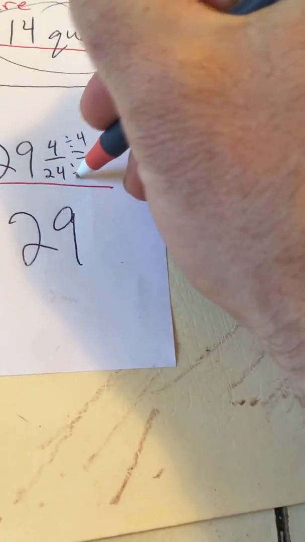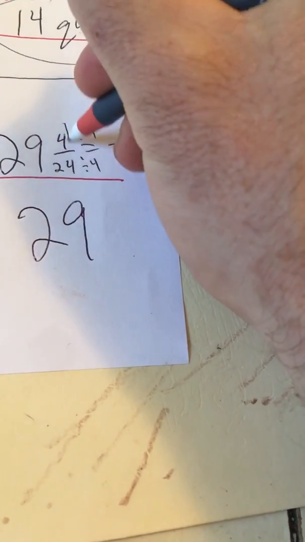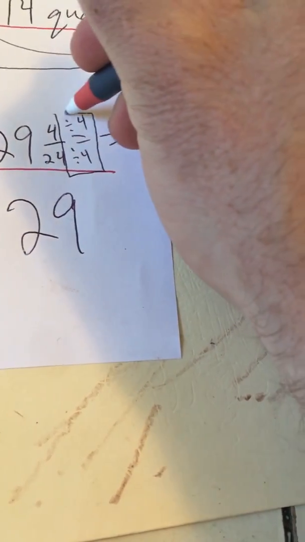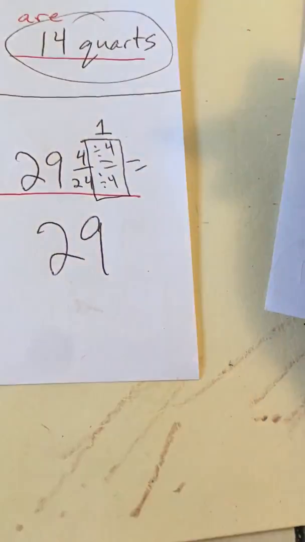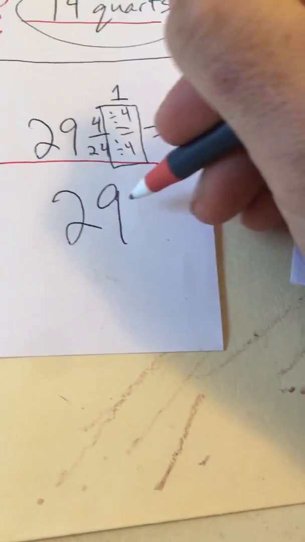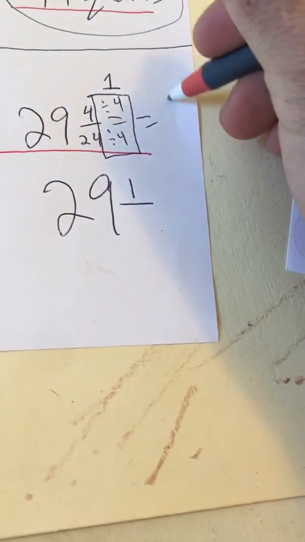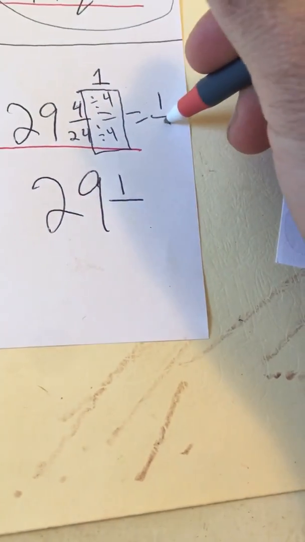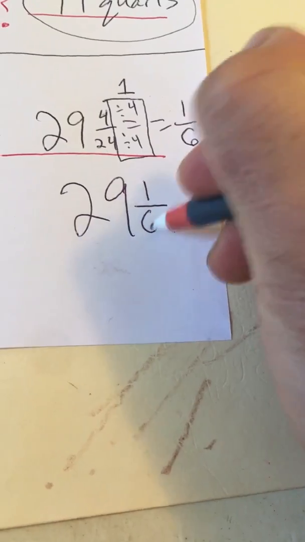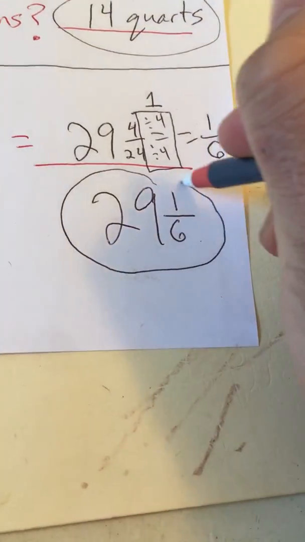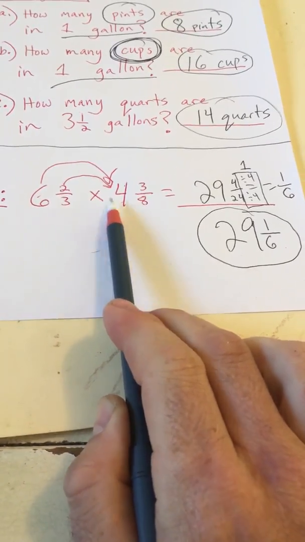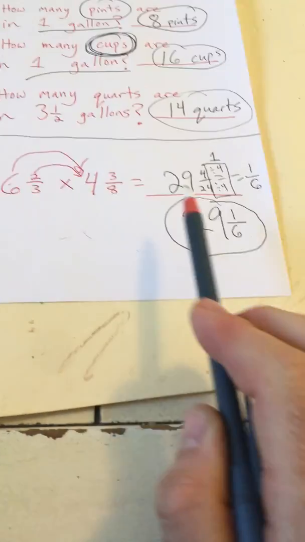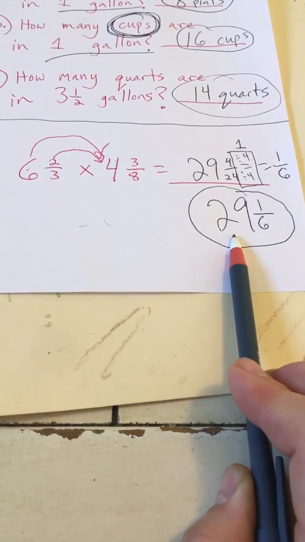So if we divide, 4 can be divided by 4, and 24 can be divided by 4. That way we really divided 4 24ths by 4 fourths, which equals 1. So we're not really changing it, we're just simplifying it. 4 divided by 4 is 1, and 24 divided by 4 is 6. So our answer to this one is 29 and 1/6. So 6 2/3 times 4 3/8 is more complicated than it looks, and the answer is 29 and 1/6.